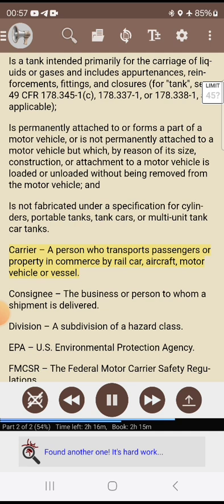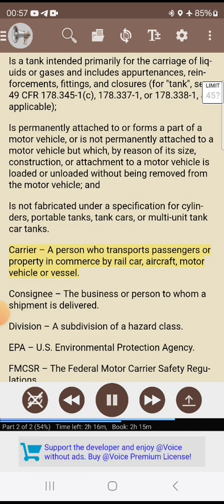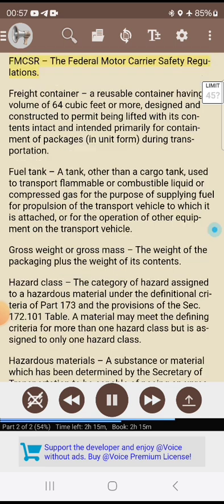Carrier: a person who transports passengers or property in commerce by rail car, aircraft, motor vehicle or vessel. Consignee: the business or person to whom a shipment is delivered. Division: a subdivision of a hazard class. EPA: U.S. Environmental Protection Agency. FMCSR: the Federal Motor Carrier Safety Regulations. Freight container: a reusable container having a volume of 64 cubic feet or more, designed and constructed to permit being lifted with its contents intact and intended primarily for containment of packages in unit form during transportation.